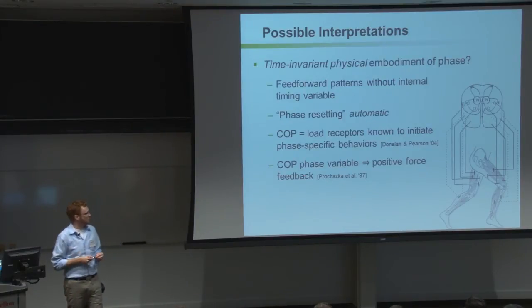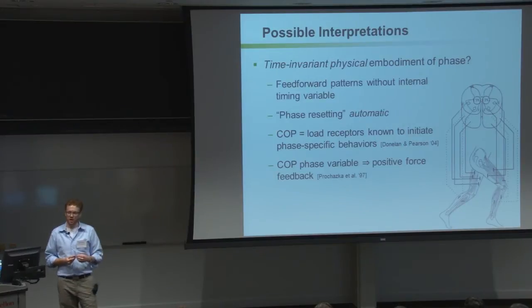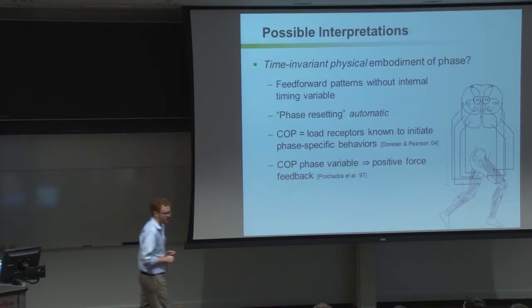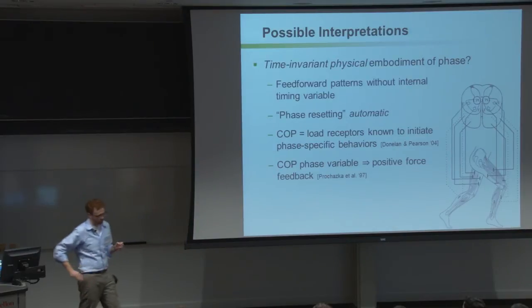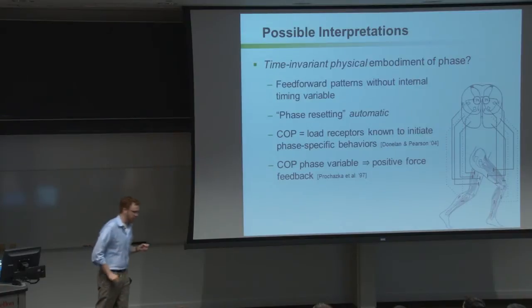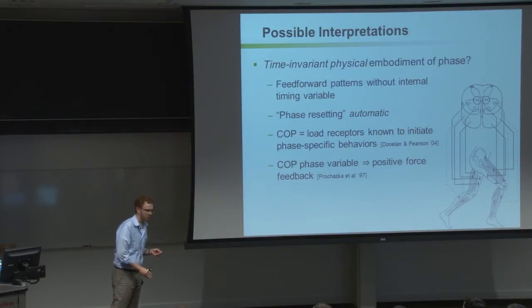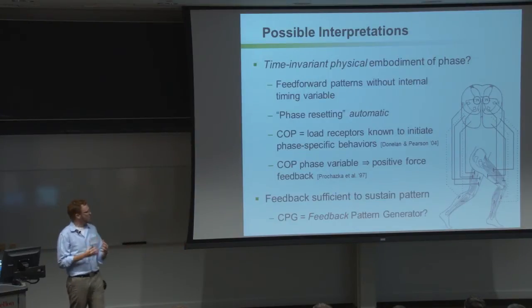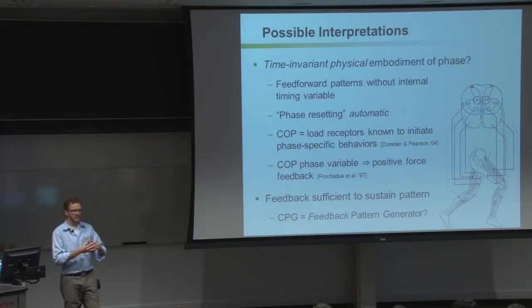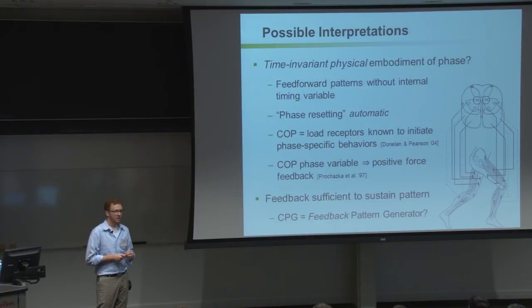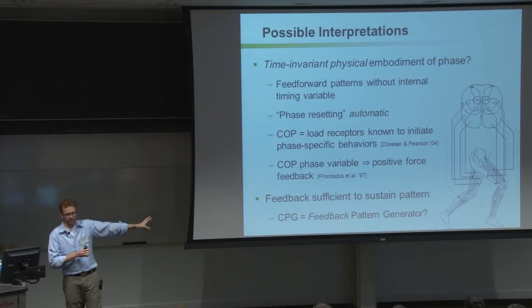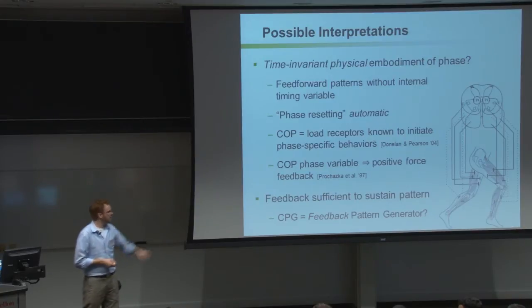But if it is a center of pressure, then that would also explain observations of positive force feedback during powered push-off at the end of stance. And the reason for that is when a center of pressure is moving forward, that would cause a plantarflexive torque in response to that motion, which would then in turn cause more forward motion of the center of pressure, and so it cascades. It's positive force feedback. And I'll show you this in a second. And so the big take-home message here is that feedback is sufficient to sustain patterns once they've started. And so maybe central pattern generators are more like feedback pattern generators. This is just our supposition here.